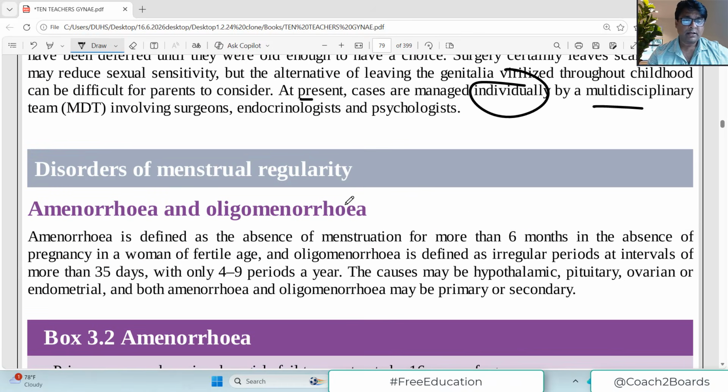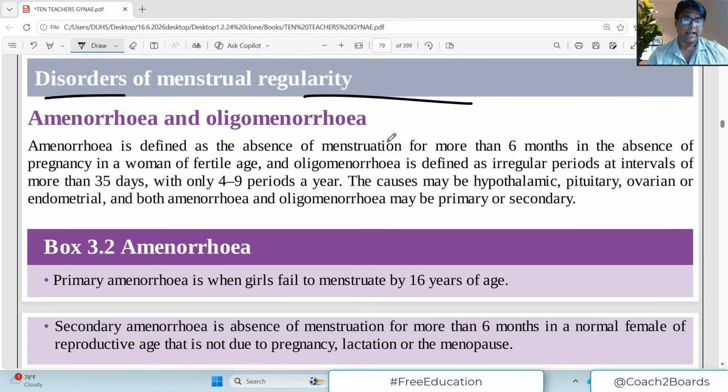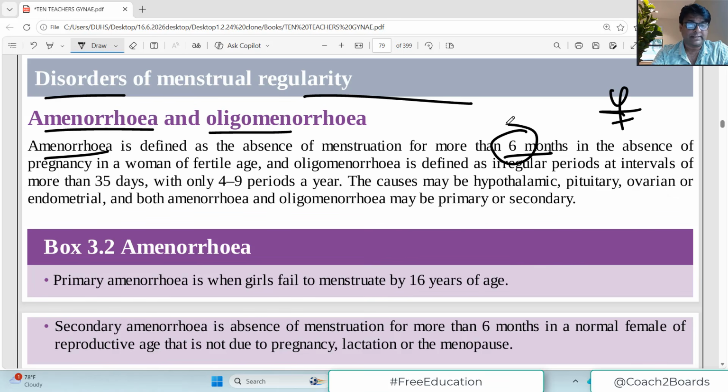Then the last bit of this chapter is the disorders of menstrual regularity, and terminologies like amenorrhea and oligomenorrhea. You should know amenorrhea is the complete absence. If menstrual cycles never started at all, this is what we call primary amenorrhea. But if there was initially a menstrual cycle and now there is none, this is secondary amenorrhea. It is the absence for more than 6 months and in the absence of pregnancy. So if the person is not pregnant and the menses are not there for at least 6 months, you call it amenorrhea.